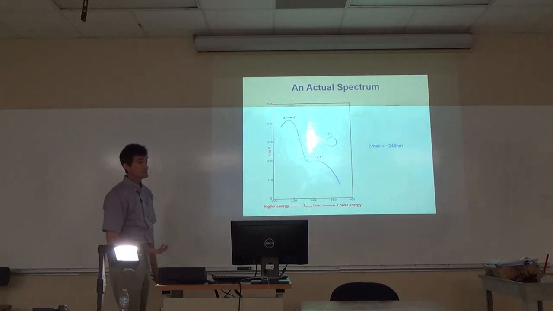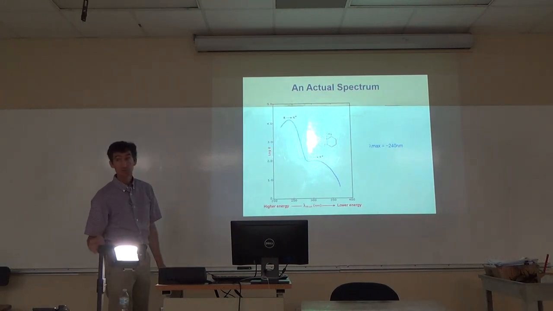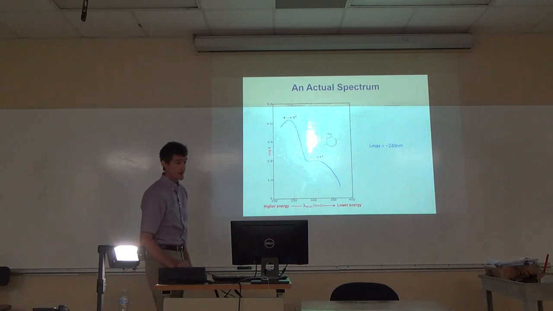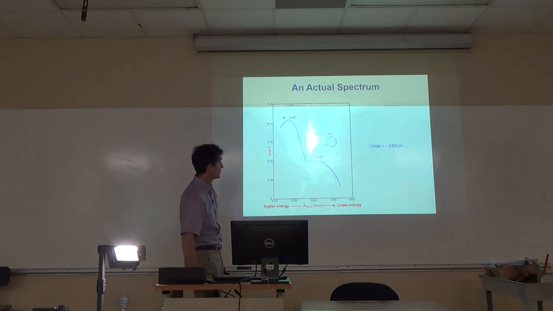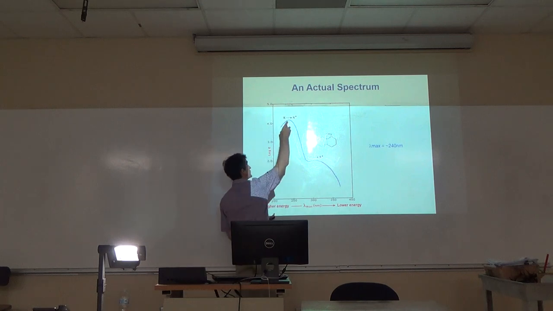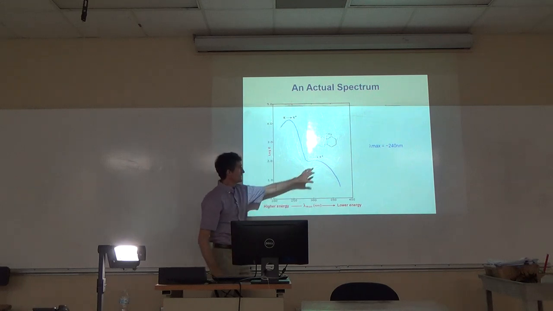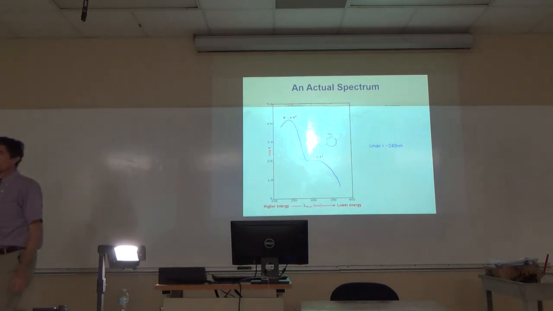Why? Pi to pi star tends to be most intense. Most absorbance. This is called your global maximum. What might you call this? Not a global maximum, but a local maximum.